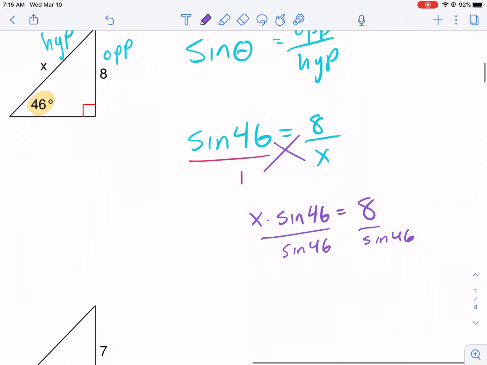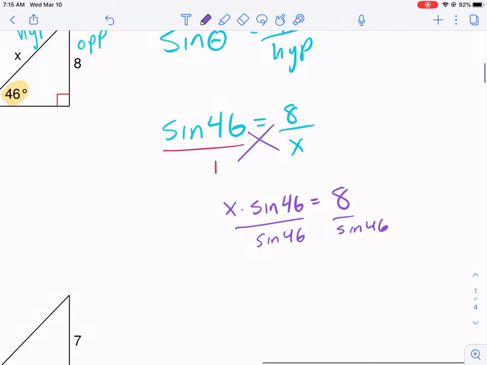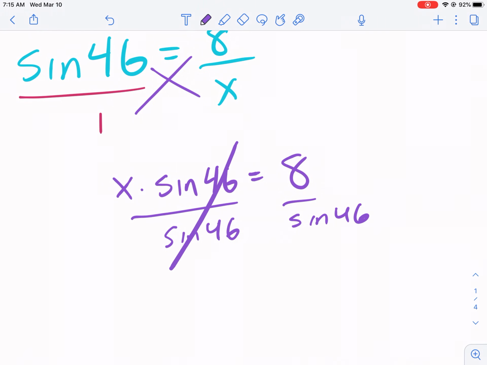So again, my recommendation is put both sides as fractions. Okay, so put whatever trig function it is over 1. This cancels out on the left side. You're left with just x, and then we just do in my calculator 8 divided by, and I type sine of 46. Make sure you are in degree mode for this, by the way. And I get 11.12. So rounded is just going to be 11.1.